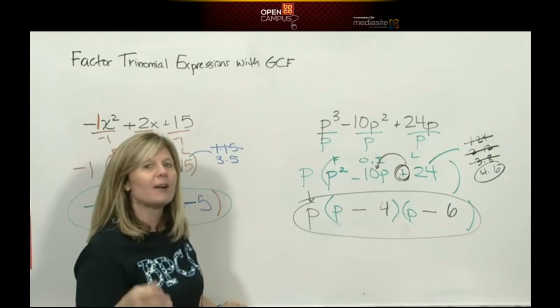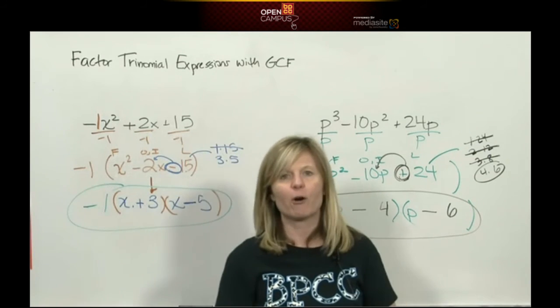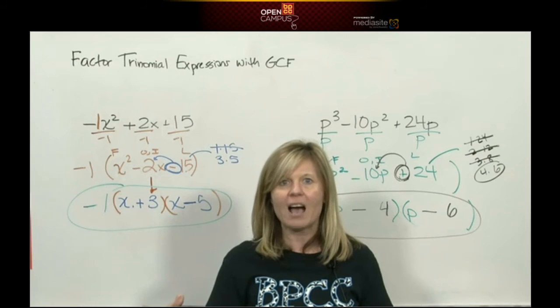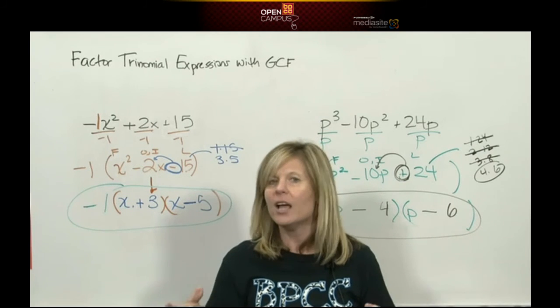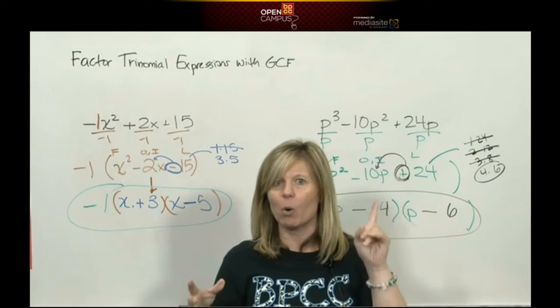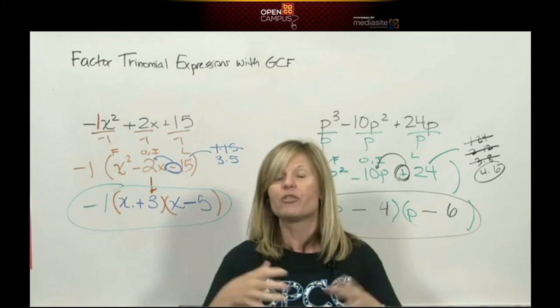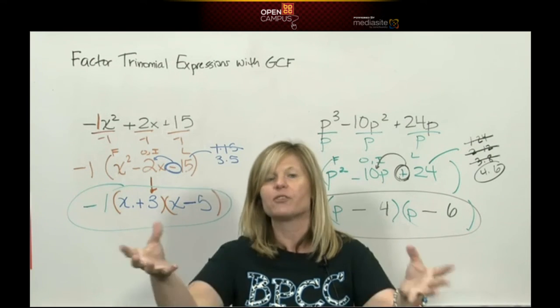So remember, when we're factoring trinomials, the first rule is look for what they have in common, the GCF, and pull it out. If your trinomial doesn't start out with a 1x squared or a 1a squared, there's probably a GCF you need to take out.